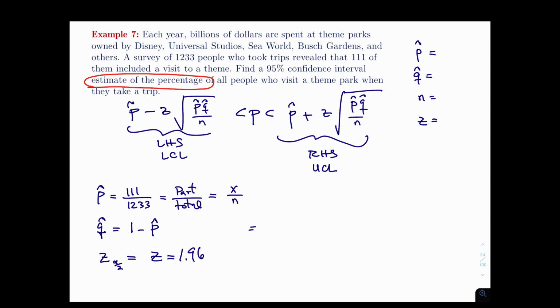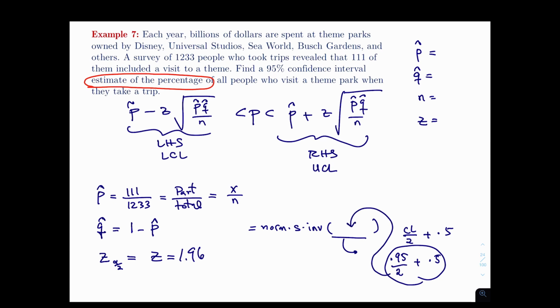Remember, the command was equal to NORM.S.INV. And the probability that you put in here, I'm sure you remember, you have to take the confidence level, divide it by 2, and add a half to it. So I have to take 0.95 divided by 2, and then add a half to it, and that's the value I will use in here to find the z-value. And if you do that, you get 1.96.